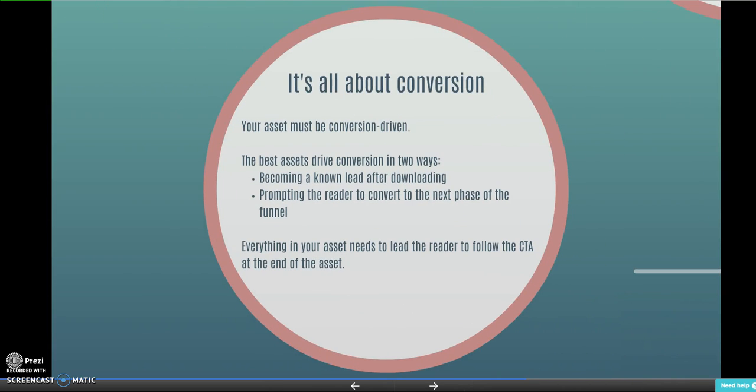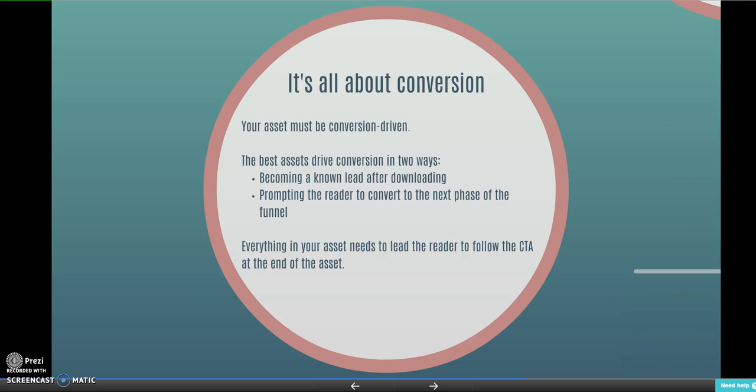So what is the call to action all about? Your asset must be conversion driven. That's the whole point of doing these sorts of pieces of content, and it's the whole point of doing marketing, which is to convert anonymous strangers into leads and convert those leads into happy paying customers. So the best RMAs drive conversion in two ways, or in two stages. You have an anonymous person on your website, they decide to download your asset, they give you their contact details in order to do so, and they become a known lead.